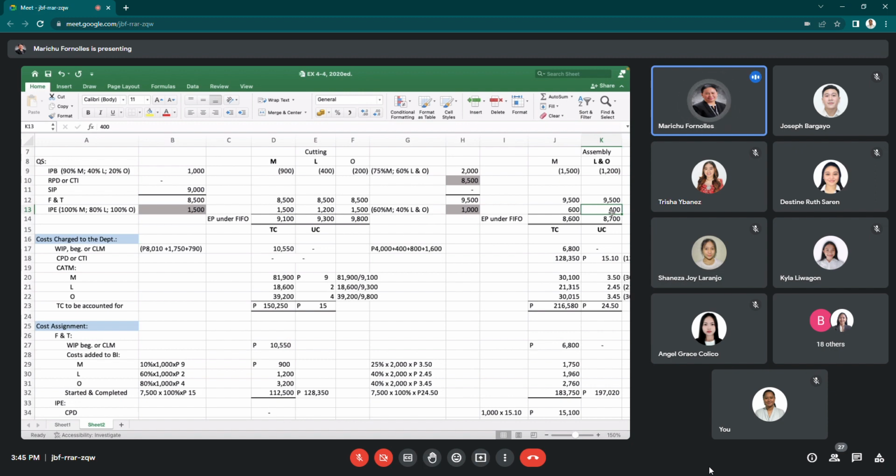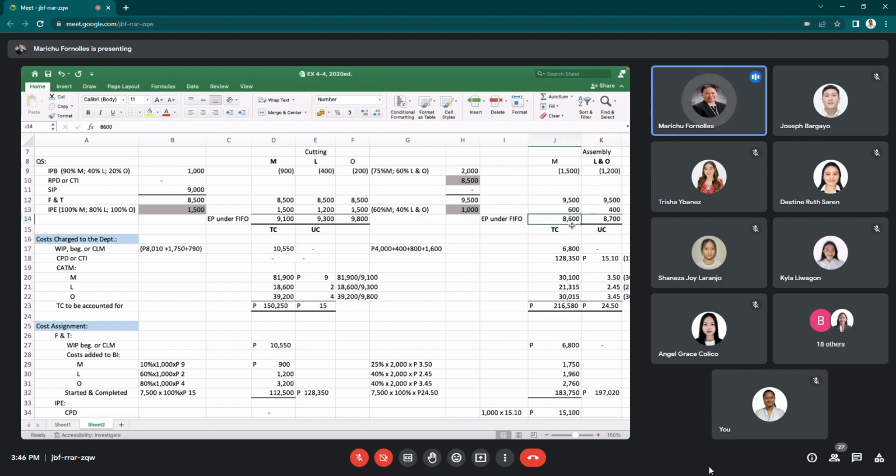400. Since first in, first out is what we used to compute the EP, then deduct the EP in IPB. So 75% of materials times the IPB of 2,000 units equals 1,500. That is the EP in IPB for materials that you deduct. For the EP in IPB for L&O, it would be 60% of L&O times 2,000 equals 1,200 to be deducted. So bring down the balance.